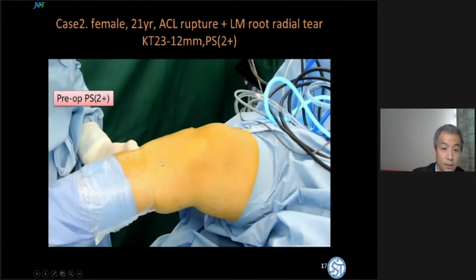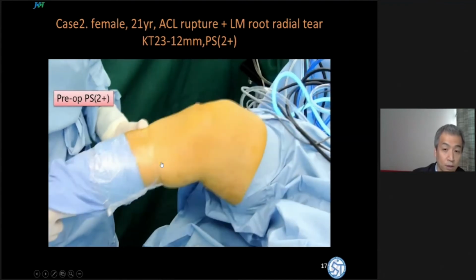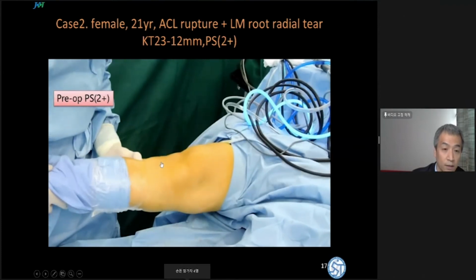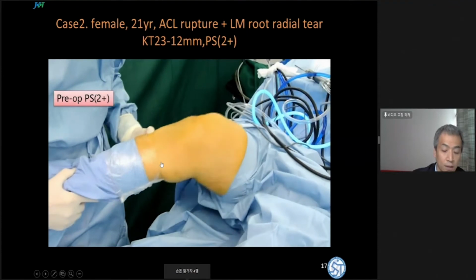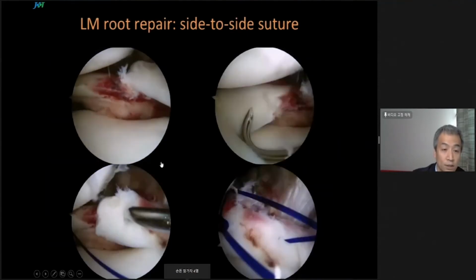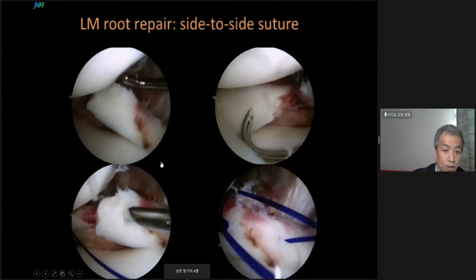And this is another patient. He's 21 years old, female, with an ACL rupture and a lateral meniscus root tear. The KT1000 was 23 compared to 12 millimeters, and also 2 plus of pivot shift. During the operation, we found the lateral meniscus root tear is a radial tear or a flap tear.